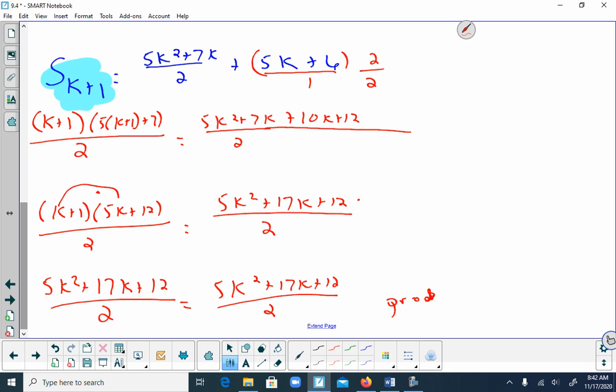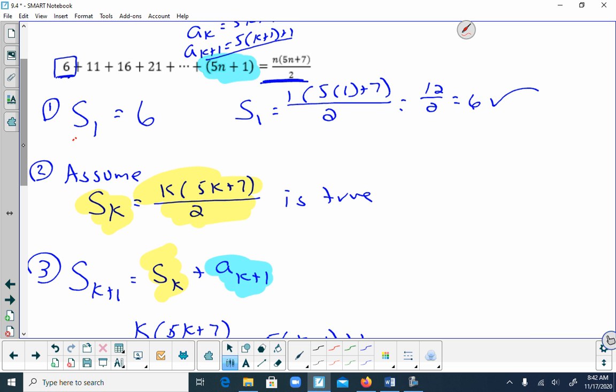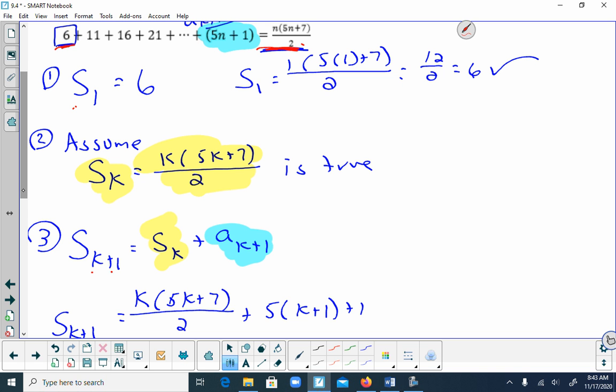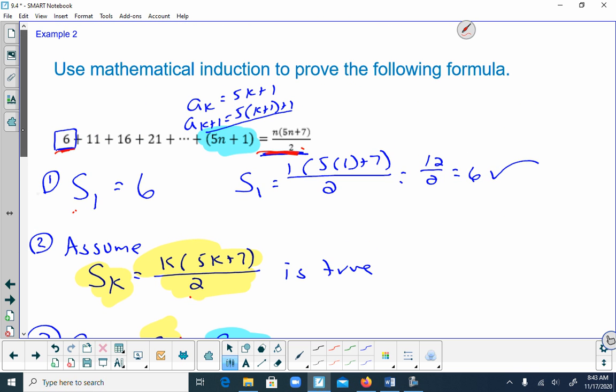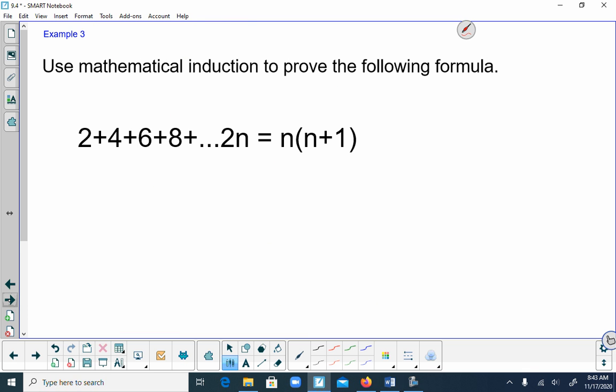So 3 steps. 1, you have to show that it works for 1, and you have to show the sum from the sequence, and then the sum by putting in 1 for the n. Then you're going to assume that S of k is true. So in place of this formula here, you're just going to put the k, and you're going to say that's true. And then you're going to say, to find the sum of k plus 1, you're going to take this sum that you just found and add the next term. To find the next term, you put k plus 1 in for there, and then you substitute k plus 1 into your sum. So let's do another one and go very slow.